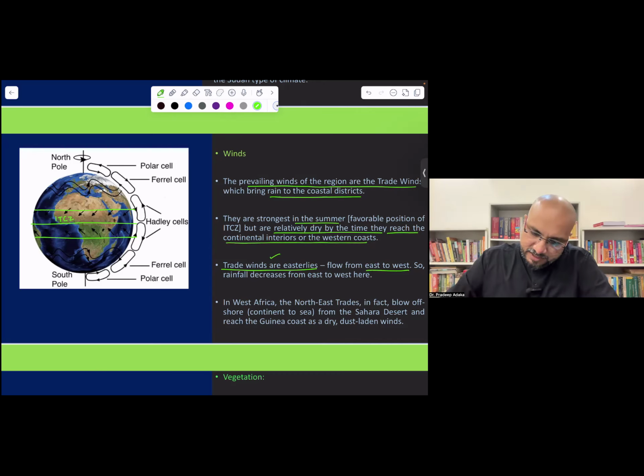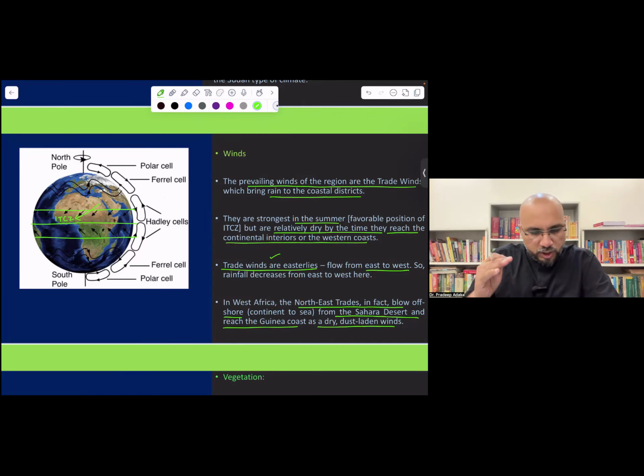In West Africa, northeast trade winds, they blow offshore from continent to sea, right, from Sahara Desert and reach Guinea coast as dry, dust laden winds. So these winds which are flowing from Sahara Desert towards the Guinea coast, what are they called? They have a special name.